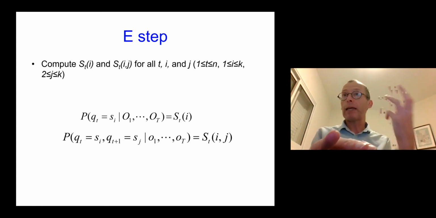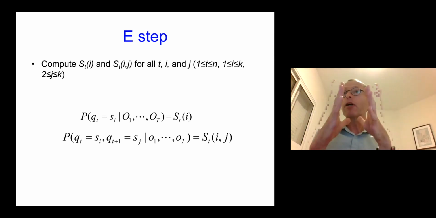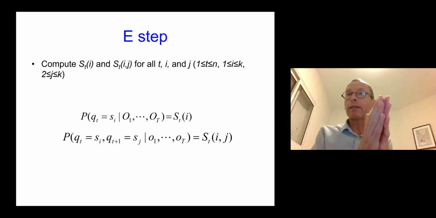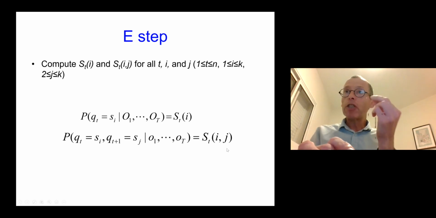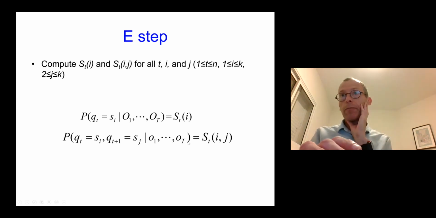And also we need to compute the initial probability. What's the probability of starting in state A? That's only a function of one state, right? Because we start in a single state. S_t(i,j) is something that we will use to compute parameters for the transition. Let's see how we do that.